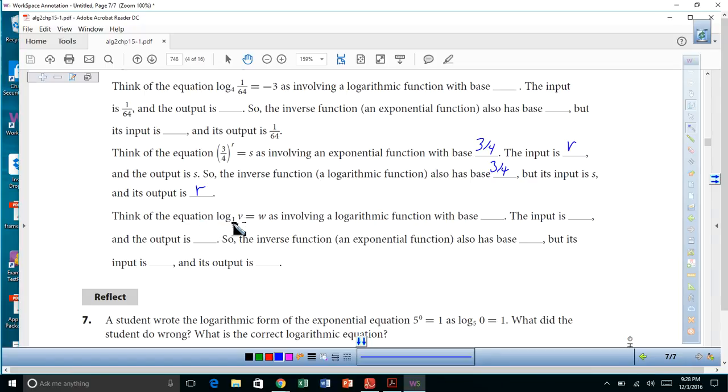Think of the equation log base 1/5 v equals w as involving a logarithmic function with a base of 1/5, and its input is v and its output is w. So the inverse function, an exponential function, also has a base of 1/5, but its input is w and its output is v.